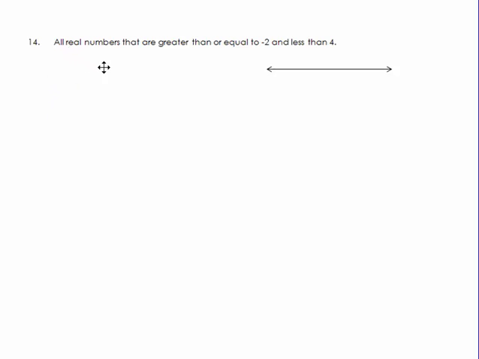All right, so 14. All real numbers that are greater than or equal to negative 2 and less than 4. The directions for 14 say, write the set in interval notation that represents the phrase and then graph the solution. Well, I think it's easier to graph it first and then ask what the interval is. So here I'm going to say 0. Over here I have negative 2, and way over here I have 4. So they're greater than or equal to negative 2. So that's going to be closed, right? And it's strictly less than 4, so it's going to be open. And I'm going to shade in between.